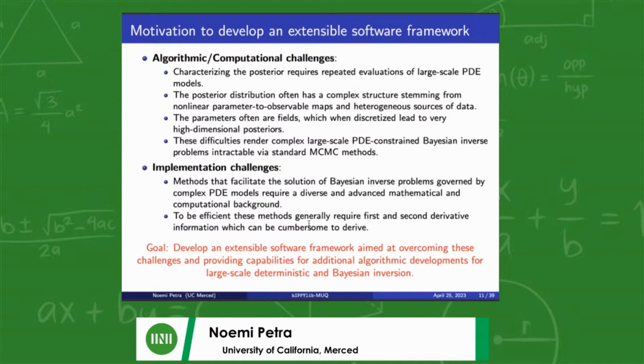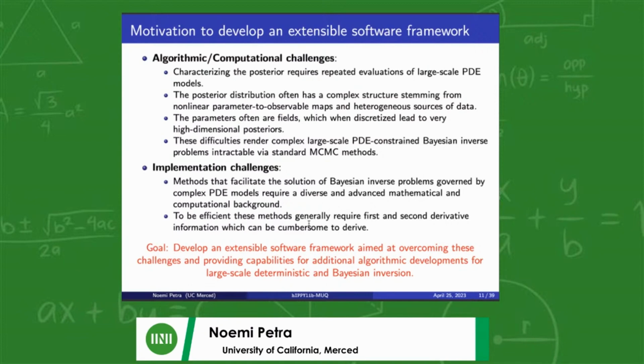Some of the implementation challenges that we faced: methods that facilitate the solution of Bayesian inverse problems governed by these models, as I mentioned, require a diverse and advanced mathematical and computational background. And to be efficient, as I will show you in this presentation, these methods generally require information about the structure or curvature of the underlying mapping via first and second derivative information, which can be cumbersome to derive.